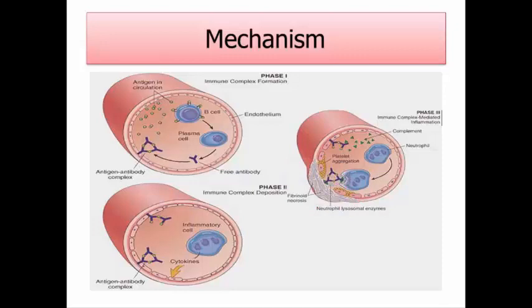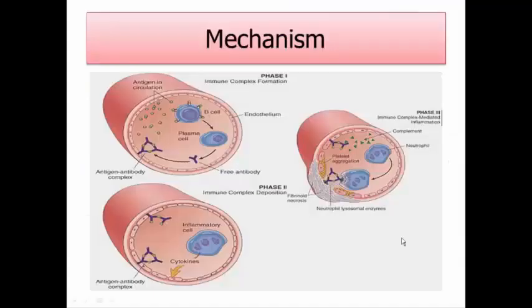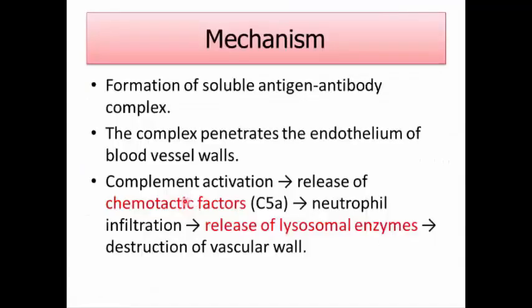Okay, once more, another figure. This is the antigen. This is the antibody. Okay, we have immune complex. The immune complex deposits in the basement membrane of the blood vessel and activates the complement. We have complement 5A, which is a chemoattractant. It will attract the neutrophils. The neutrophils will release what? The lysosomal enzyme, which will destroy the basement membrane of the blood vessel. Okay, this is the mechanism in a simplified way.